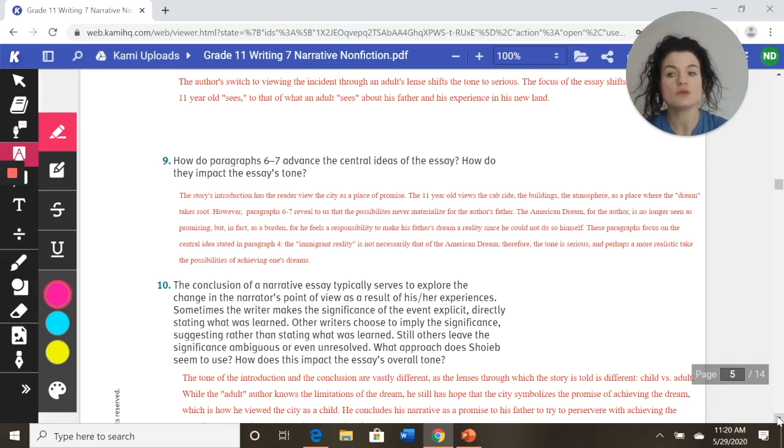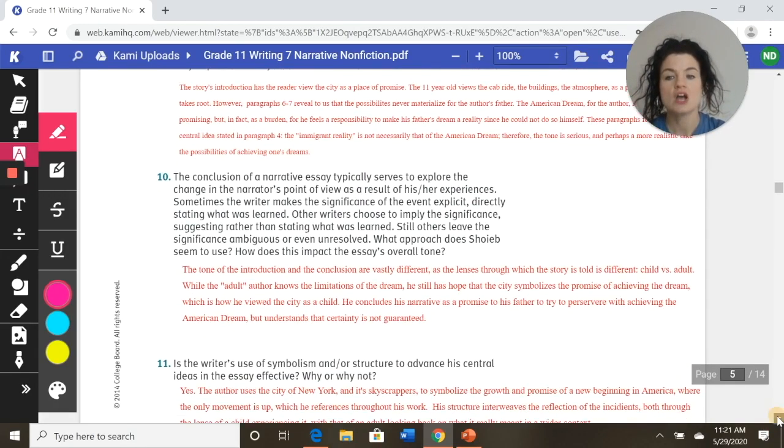The paragraphs focus on the central idea stated in paragraph 4: the immigrant reality is not necessarily that of the American dream. Therefore, the tone is serious and perhaps a more realistic take on the possibilities of achieving those dreams versus that of a young child. Question 10.